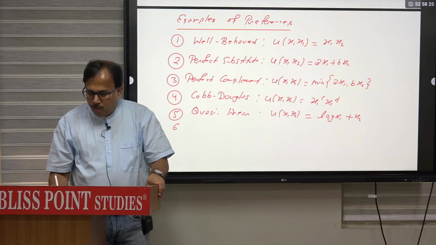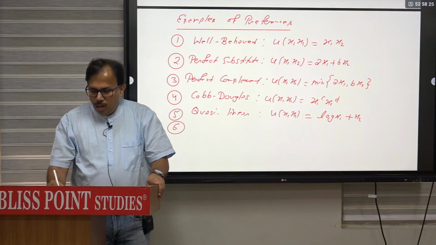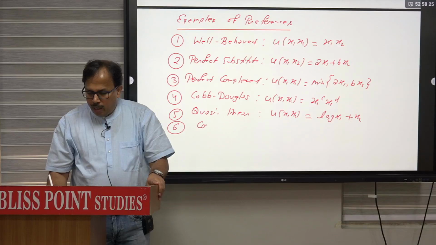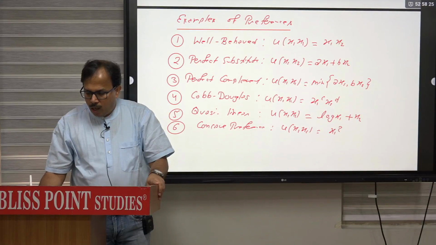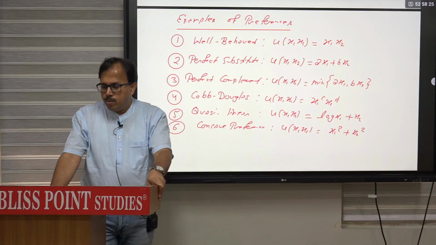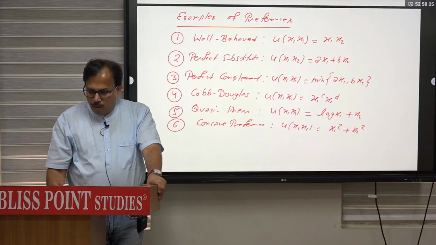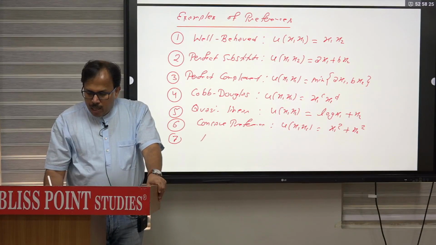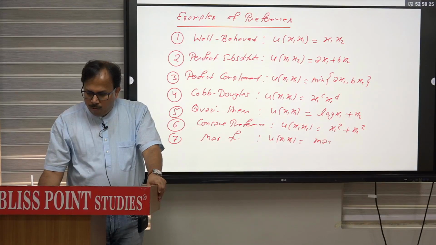These 5 forms are actually given in the book, but it could be a concave preference. It could be a concave preference like it may be written as x1 square plus x2 square. x1 square plus x2 square. It could be a maximum function. Then utility will be written as maximum of ax1 comma bx2.